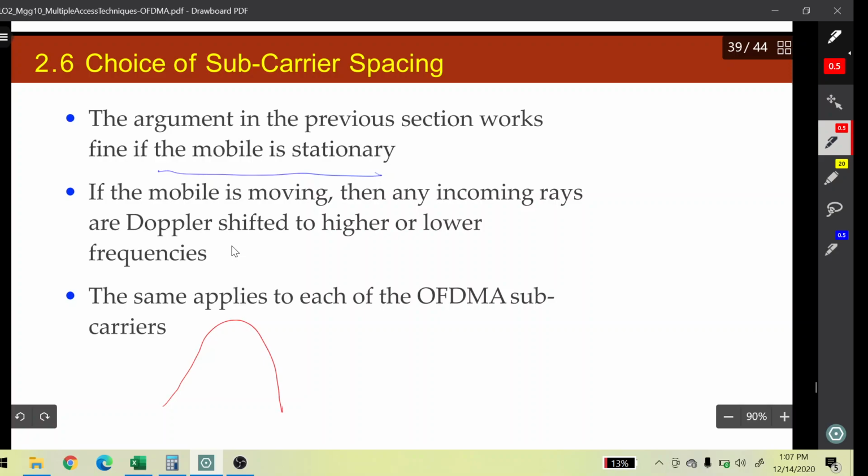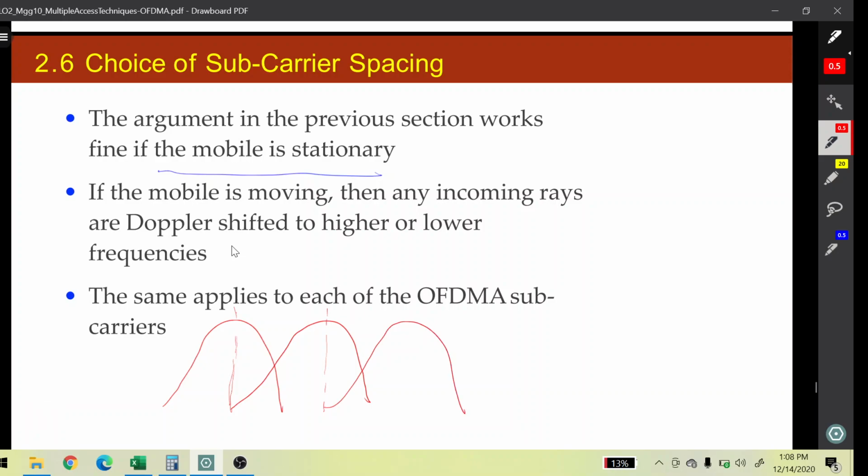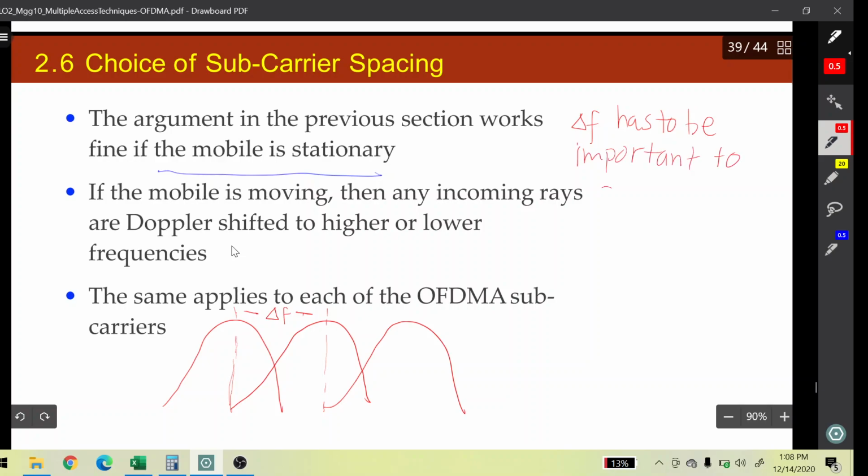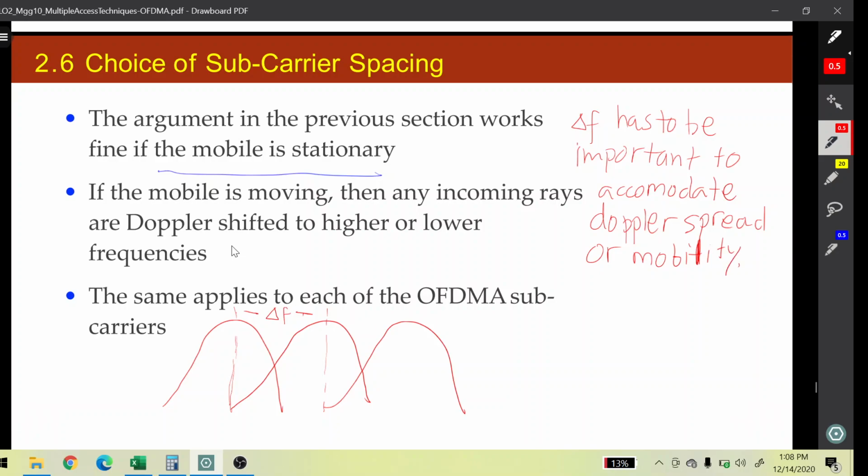This has become a problem. Why? Because obviously we are having mobile communication, right? It means that the user has to be mobile. If the user is not mobile, then it's not mobile communication at all. That's why choosing the frequency spacing between this one and this one is important, to accommodate Doppler spread or mobility.